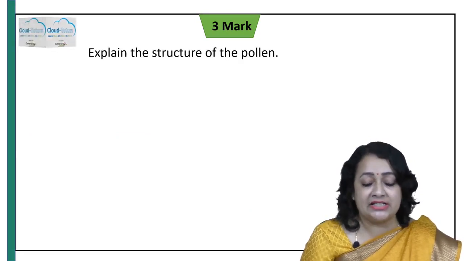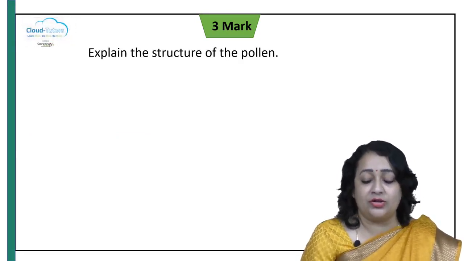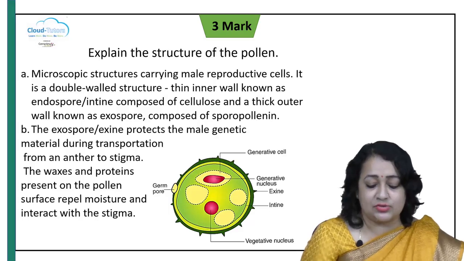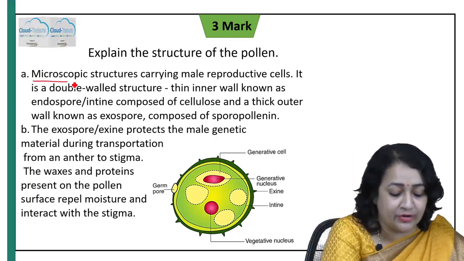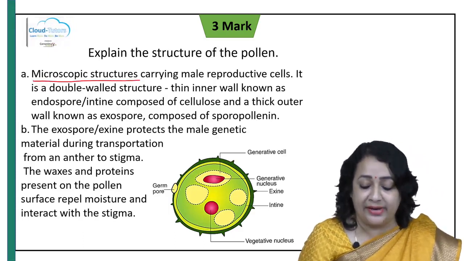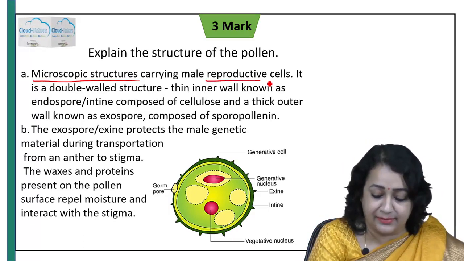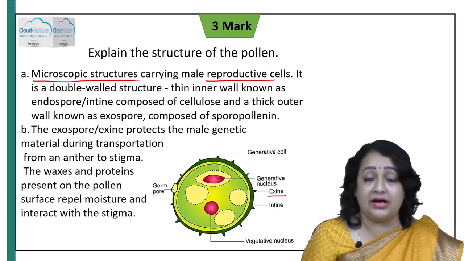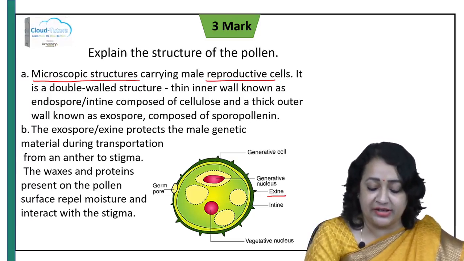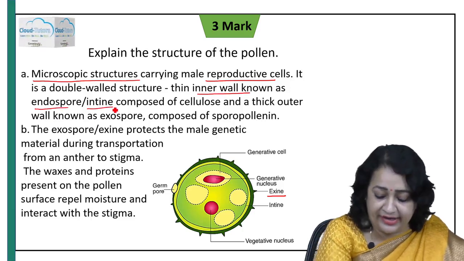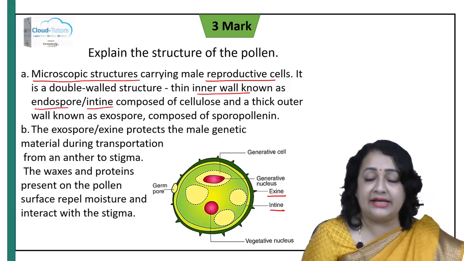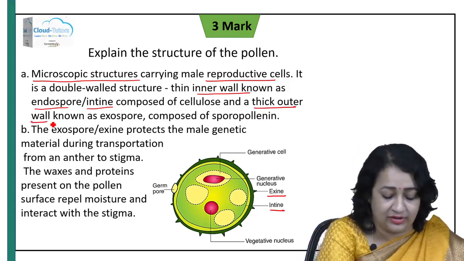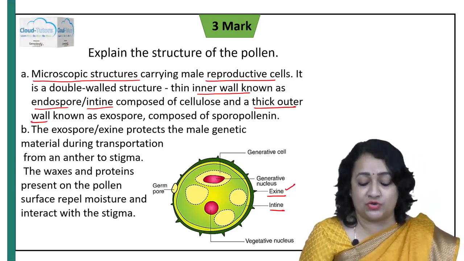Next 3 mark question. Explain the structure of the pollen. So what are the different parts of a pollen grain? We know that pollen grains have a microscopic structure and they carry the male reproductive cell. If you see the structure here, they have a double-walled structure in which the inner wall is known as the endospore or intine. You can see here it has a thin wall known as intine, and an outer thick wall which is known as the exine or the exospore.